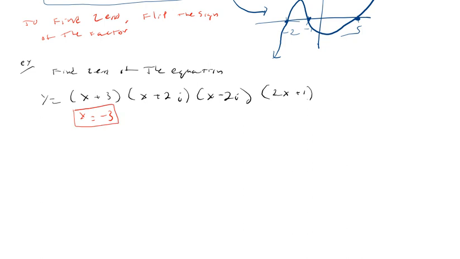X minus 3. If my factor is x plus 3, my zero is going to be x equals negative 3. That's one of my zeros, one of the numbers that is going to cause this to be 0.